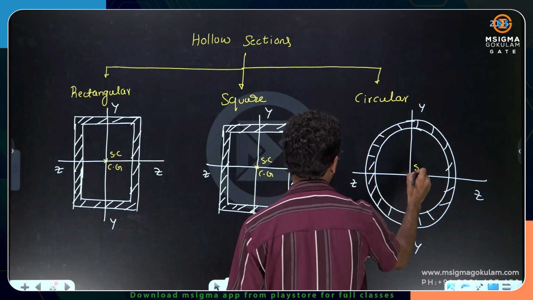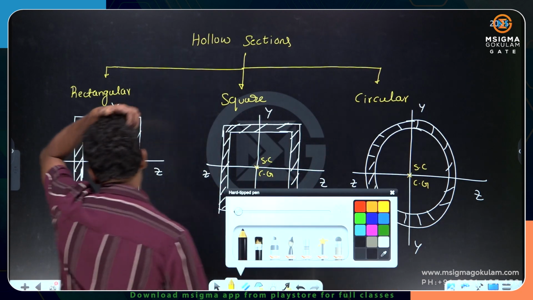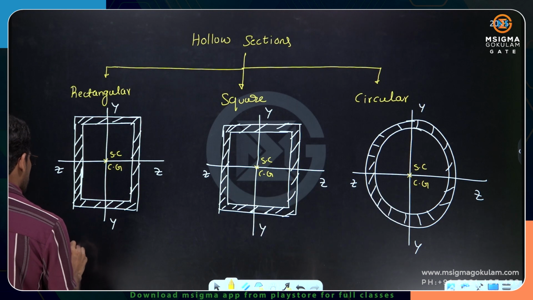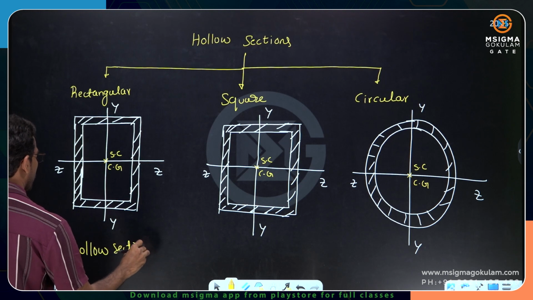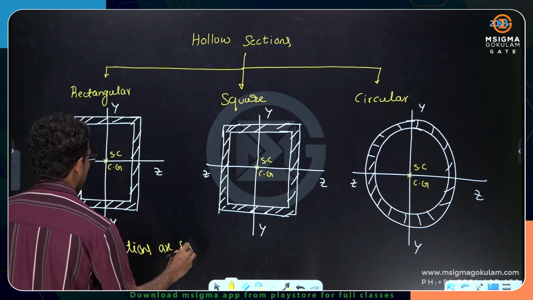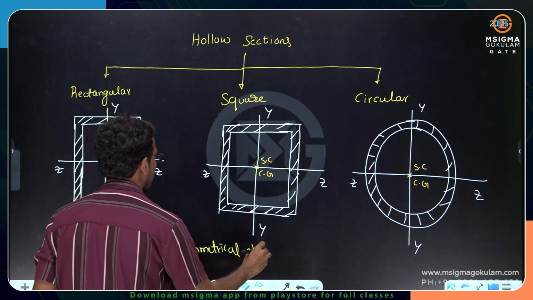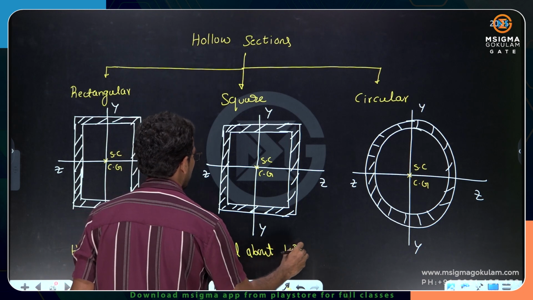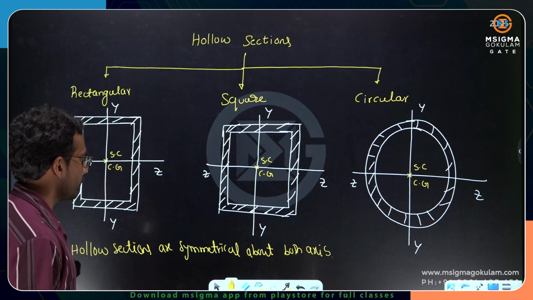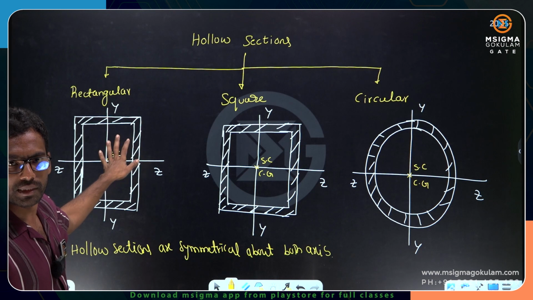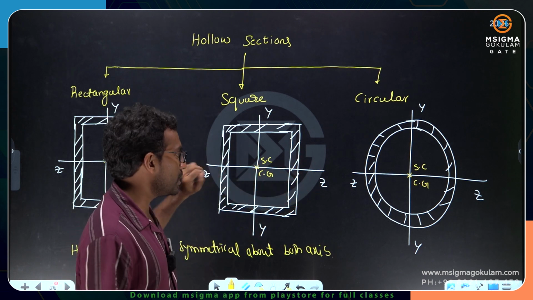You take any hollow section, this is happening because hollow sections are symmetrical about both the axes. Hollow sections are symmetrical about both the axes. If hollow sections are symmetrical about both the axes, then center of gravity and shear center coincide. There will not be any torsion developed in these sections. That's a very important thing.